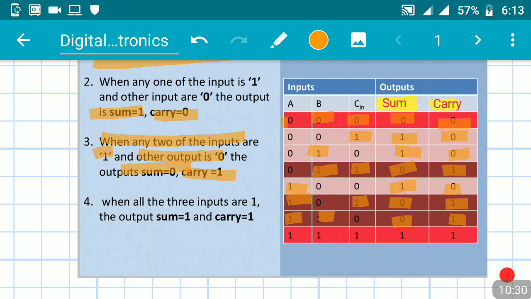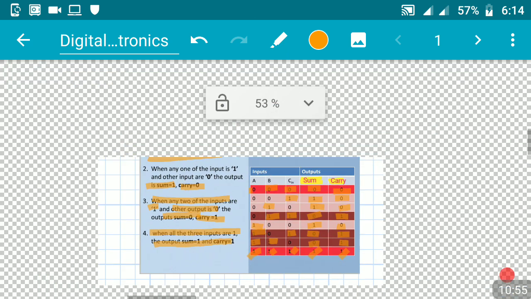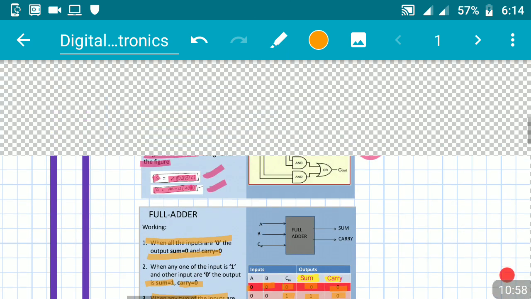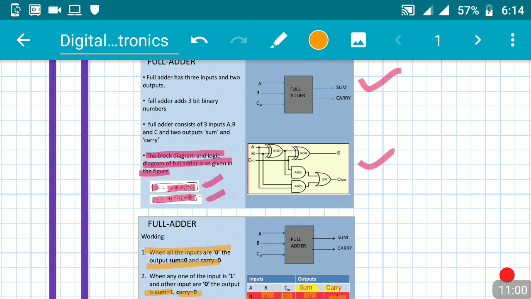Then we go to understand when all the three inputs are 1. The output sum is equal to 1 and carry is equal to 1. When you have all the inputs as 1, the sum is 1 and the carry is also 1. This is what we have written by using the truth table only. The entire answer is written using the truth table. Understand the truth table properly and you can write the answer very easily, as mentioned here.